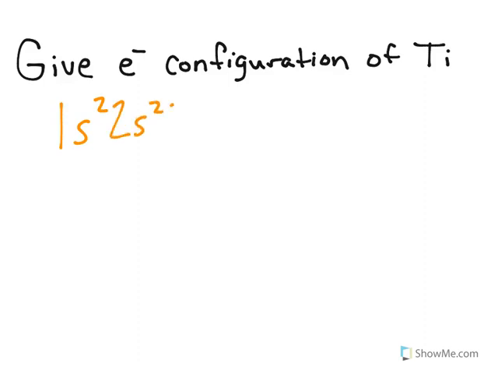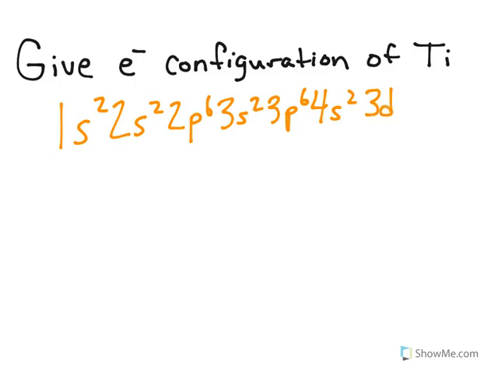1s2, 2s2, 2p6, 3s2, 3p6, 4s2, 3d2. So something that you might be asked to do, let's just pick this sublevel right here. So this is the 2p6 sublevel. I want a quantum number set for any of those 6 electrons.